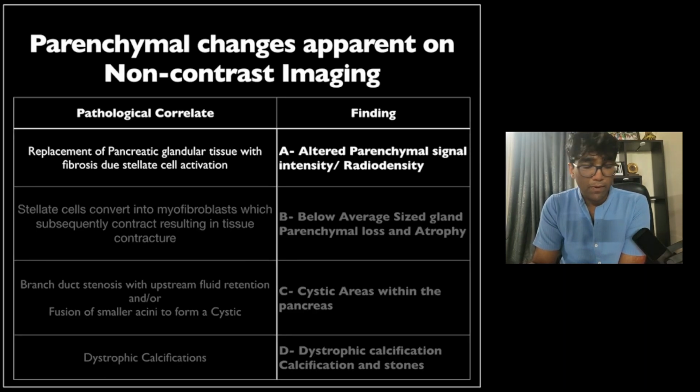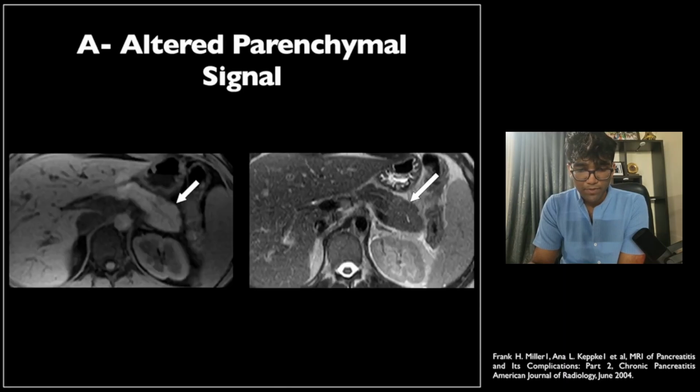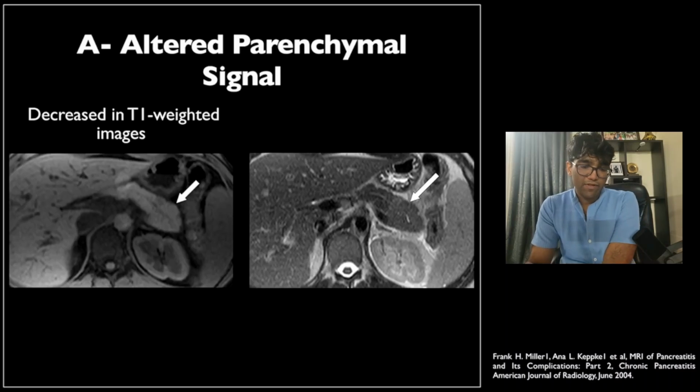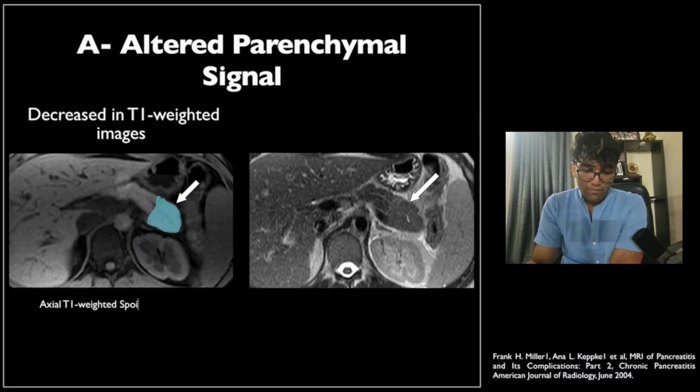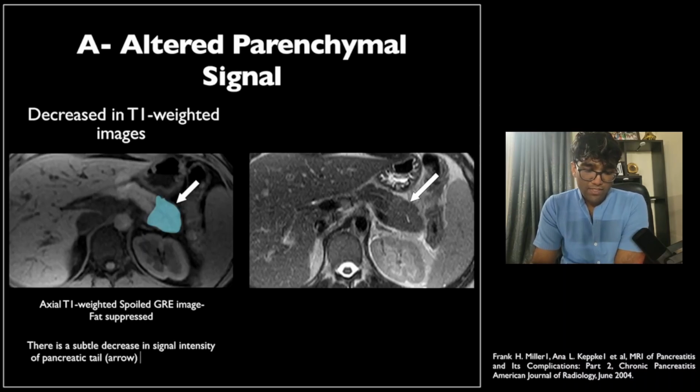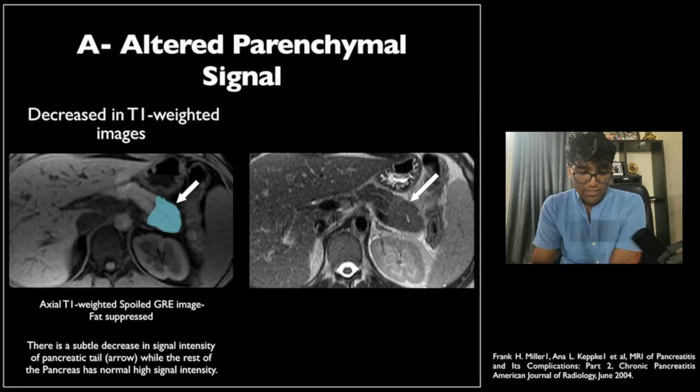First, we'll talk about altered parenchymal signal intensity or radio density. Altered parenchymal radio density is most apparent on MR imaging. You see a decrease in intensity on T1 weighted imaging. I've highlighted that in blue. This is an axial T1 weighted spoiled gradient recalled echo image, which has been fat suppressed. In this, there is a subtle decrease in signal intensity of the pancreatic tail, which has been shown with the arrow, while the rest of the pancreas is a normal high signal intensity.